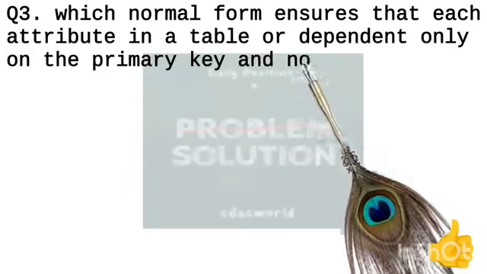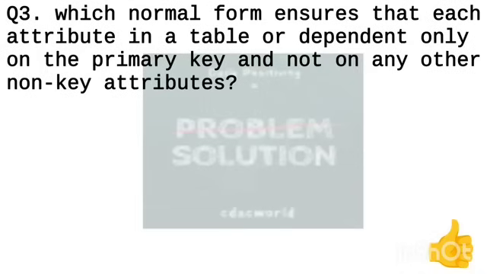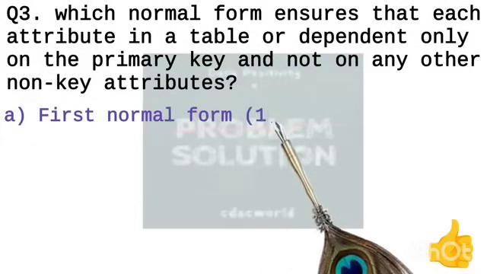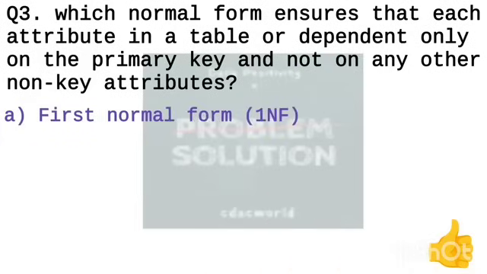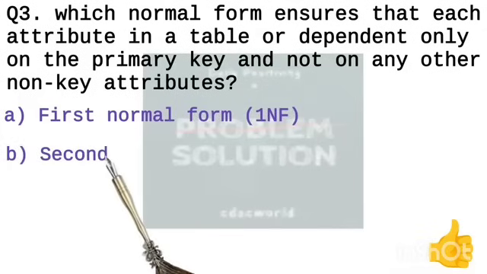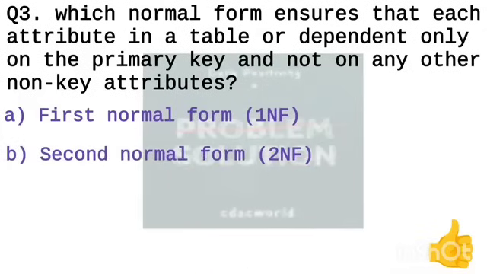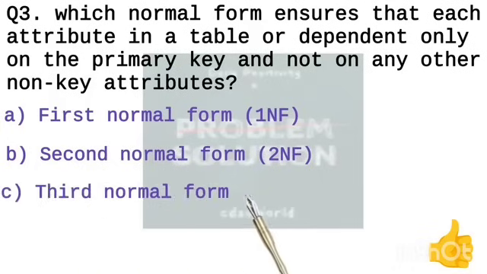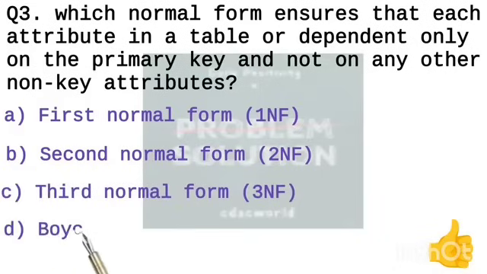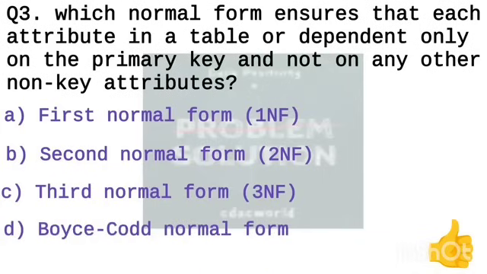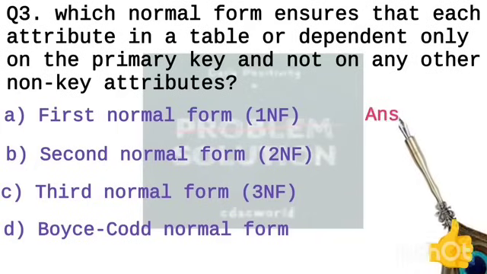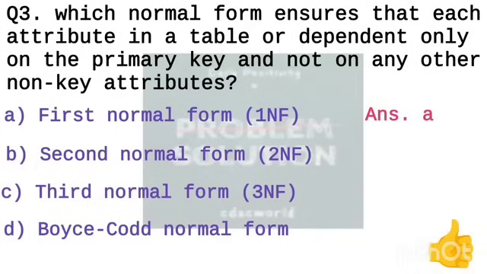Query number 3. Which normal form ensures that each attribute in a table is dependent only on the primary key and not on any other non-key attributes? Option A, first normal form. Option B, second normal form. Option C, third normal form. And option D, Boyce-Codd normal form. And the answer is A, first normal form.